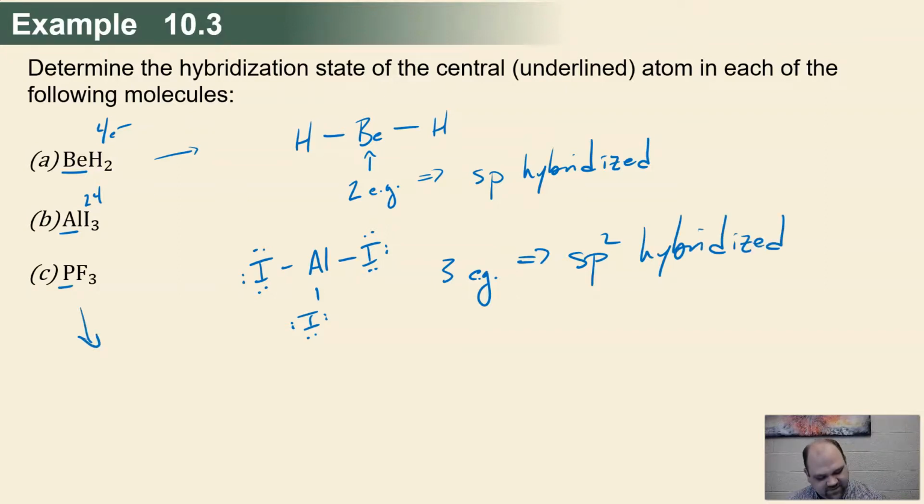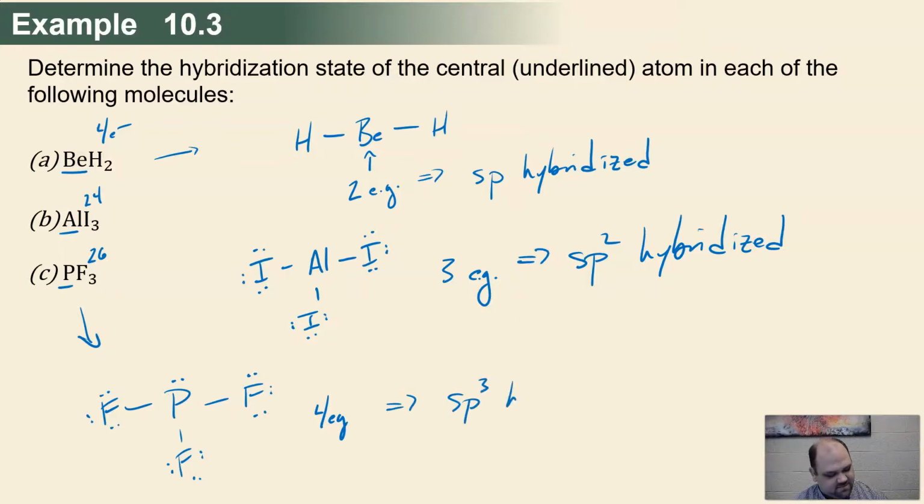This last one, PF3, phosphorus has 5, 3 fluorines bring 21 total, so that's 26 electrons. There's 6, 8, 10, 12, 14, 16, 18, 20, 22, 24, 26. We have 4 electron groups, 3 bonds, and a lone pair. And so we end up with sp3 hybridization.